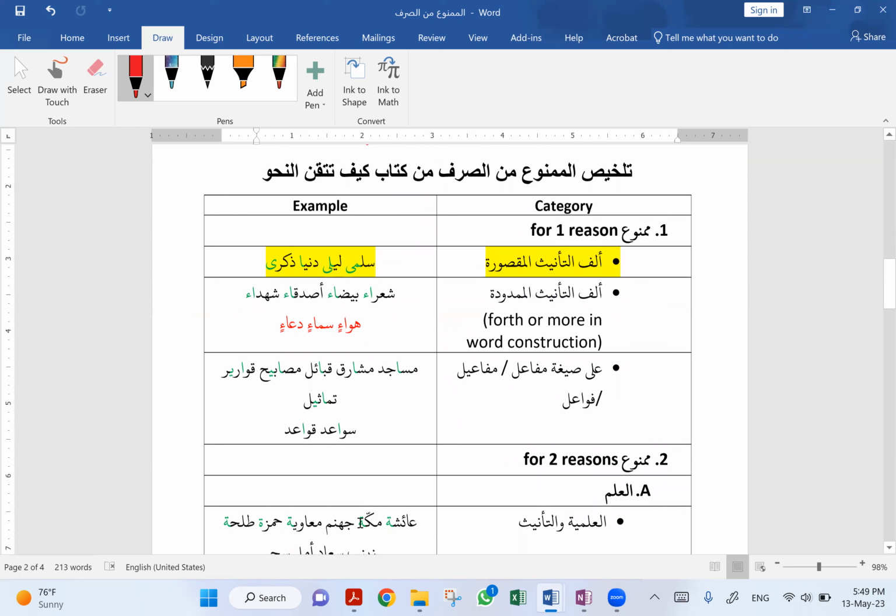So mamnu' min as-sarf can happen for two reasons. So there are two categories, sorry. There's category number one, where it happens for one reason only. And then there's category number two, where it happens for two reasons. So we'll start with the one that happens for one reason only. This is just how the Arabs categorized mamnu' min as-sarf.